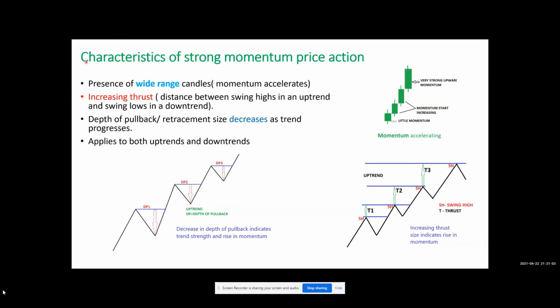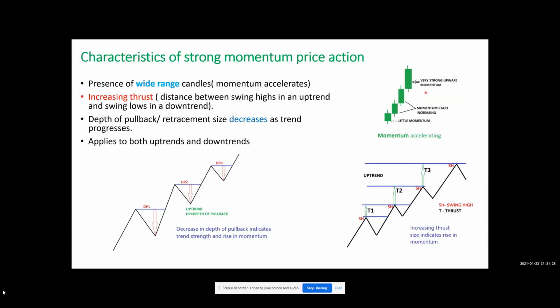Okay. So characteristics of strong momentum price action. So these are the things when you're in a bullish trade in an uptrend. These are the things that you should be seeing in a stock chart. So these are the positive checkbox items. Okay. If these 3 checkboxes check, you can stay in the trade, right? It's that simple. Okay. So presence of wide range candles, momentum acceleration.